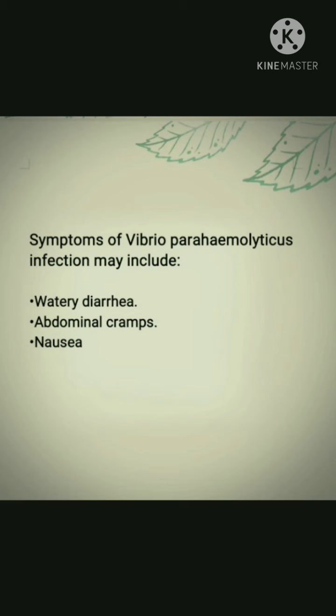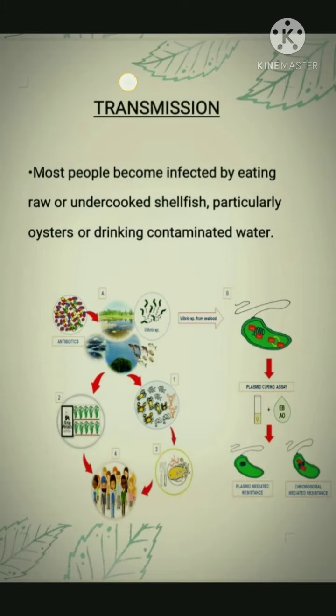Symptoms of Vibrio parahaemolyticus infection may include watery diarrhea, abdominal cramps, nausea. Transmission of Vibrio parahaemolyticus: most people become infected by eating raw or undercooked shellfish, particularly oysters, or drinking contaminated water. As you can see, this picture shows the process of how you get Vibrio parahaemolyticus.